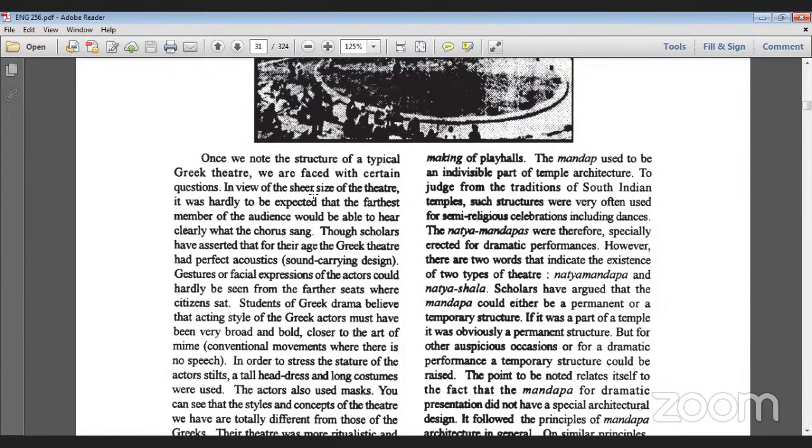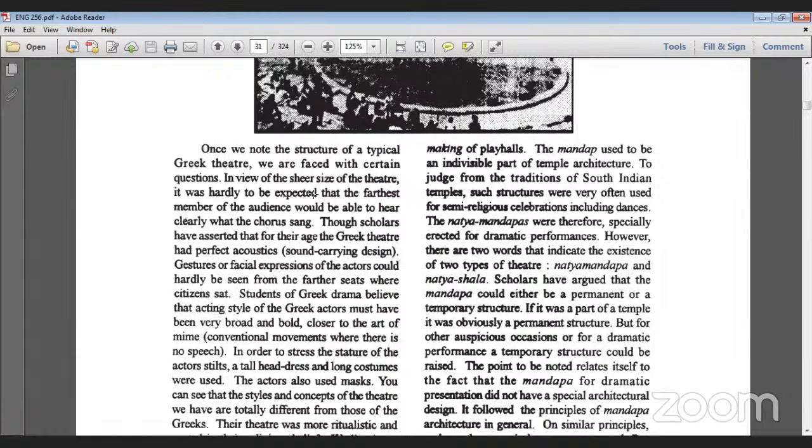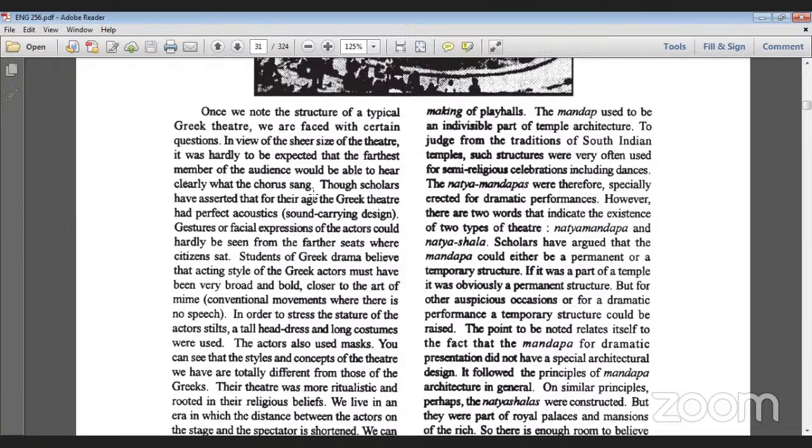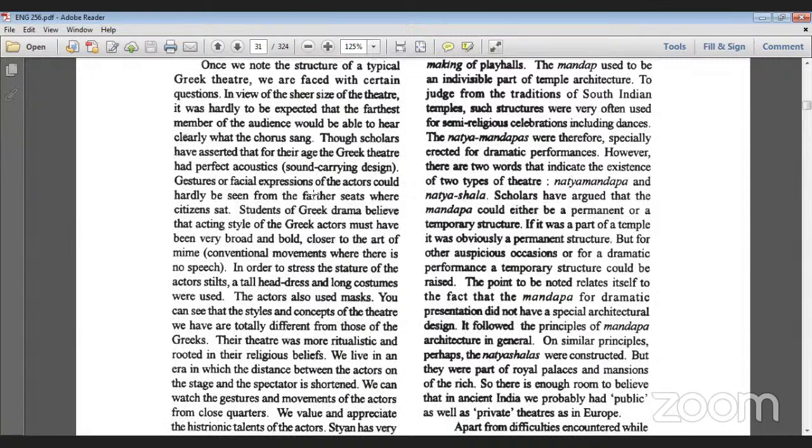You can see that the styles and concepts of the theater we have are totally different from those of the Greek. The theater was more realistic and rooted in religious beliefs. We live in an era in which the distance between the actor on the stage and the spectator is shortened. We could not watch the gestures and movement of the actors from close quarters.